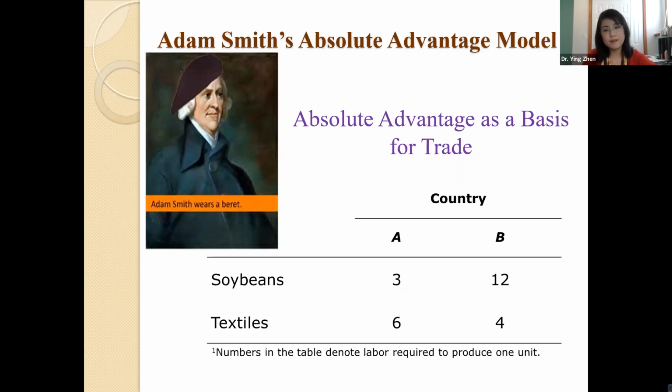So basically here we have country A and country B. They both produce soybeans and textiles. And those numbers in the table show how many labor hours are required to produce 1 unit. Yeah, so I always remind students of the meanings of those numbers. They are not how many units each country can produce of soybeans or textiles. Instead, they are how many labor hours are required to produce 1 unit of soybeans or 1 unit of textiles. Okay.